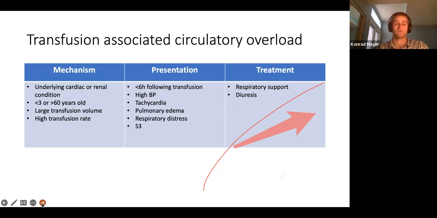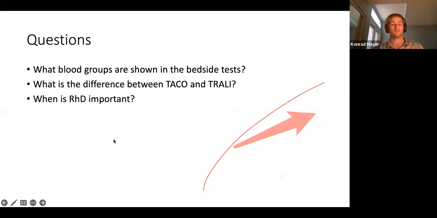Okay, so those were the 2 lung breathing reactions, and those were my 6 reactions to blood transfusion, and I've added a few questions here for you to think about when reviewing this topic and studying later. But that's it from me now, and now I'm open to questions.